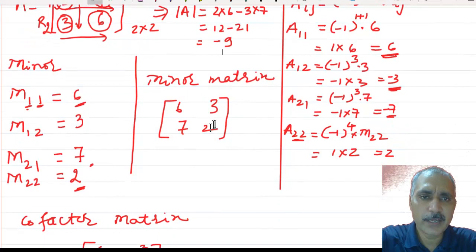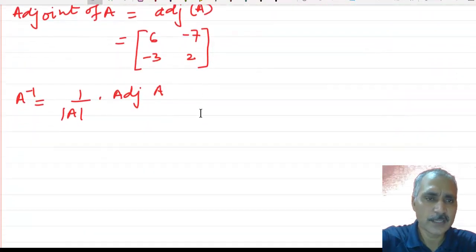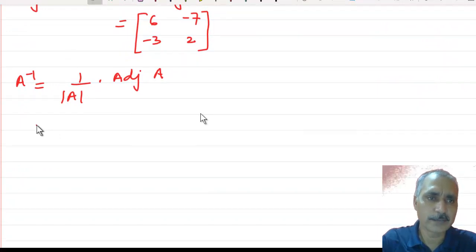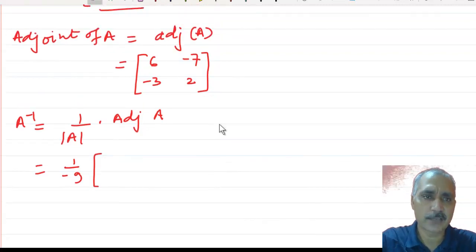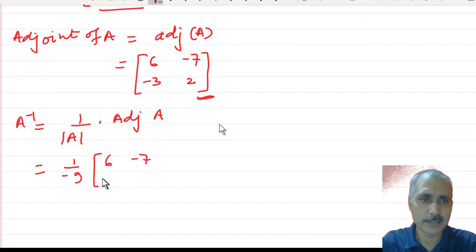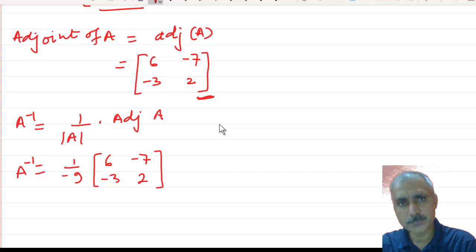Now if we come to the inverse, that is 1 upon determinant of A, that is 1 upon minus 9, into the adjoint of A, which we have just calculated here. The adjoint is this one, so it is going to be 6, minus 7, minus 3 and 2. So we have got the inverse of the matrix A, that is A inverse. I hope you have understood this one.